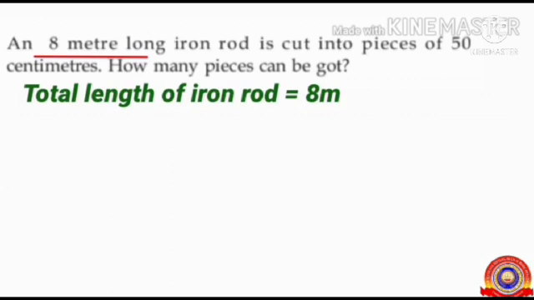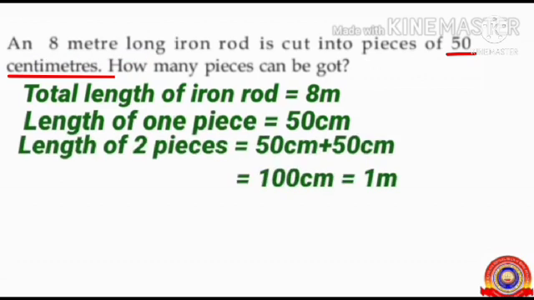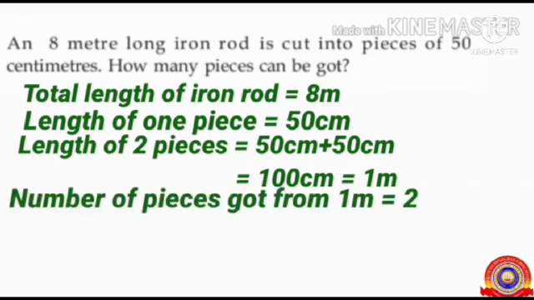This 8 meter iron rod is cut into pieces of 50 centimeters. So, length of one piece of iron rod is 50 centimeters. Then length of two pieces equals 50 centimeters plus 50 centimeters equals 100 centimeters. That is 1 meter. So children, how many pieces got from 1 meter? Yes, we got 2 pieces from 1 meter. So number of pieces got from 1 meter equals 2.